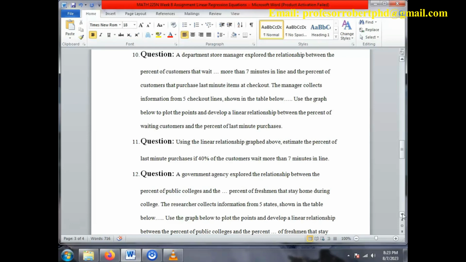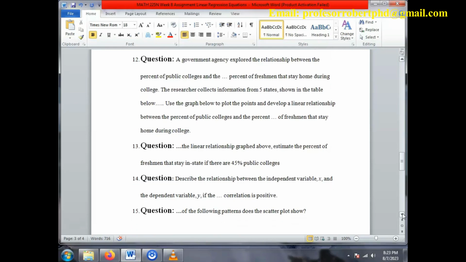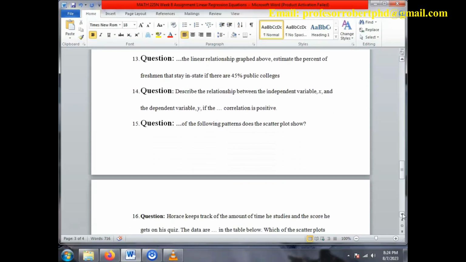Question 12. A government agency explored the relationship between the percent of public colleges and the percent of freshmen that stay home during college. The researcher collects information from 5 states, shown in the table below. Use the graph below to plot the points and develop a linear relationship between the percent of public colleges and the percent of freshmen that stay home during college. Question 13. Using the linear relationship graphed above, estimate the percent of freshmen that stay in state if there are 45% public colleges.